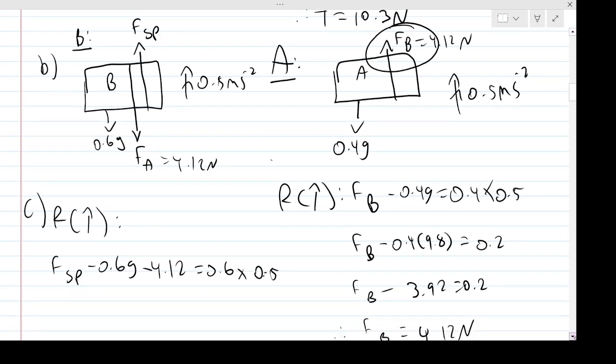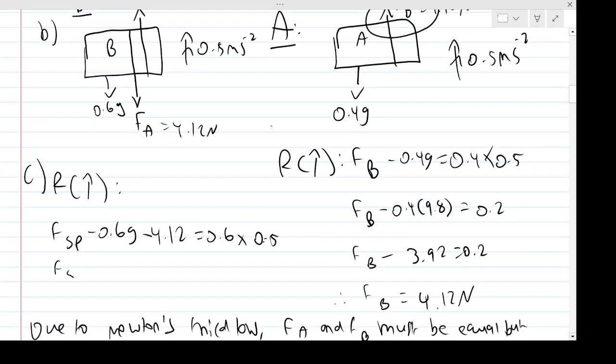Okay, so if I work all this out, F of SP, take away 0.6 lots of 9.8 for G, take away 4.12, I get minus 10. That equals 0.6 times 0.5, which is 0.3. Okay, therefore F of SP is 10 add 0.3, which is 10.3 newtons. So that's the force created by the scale pan onto B.